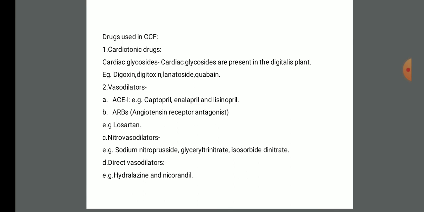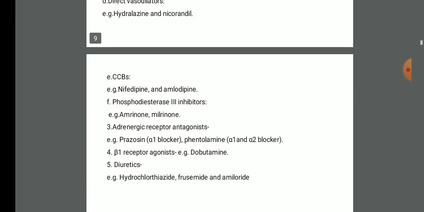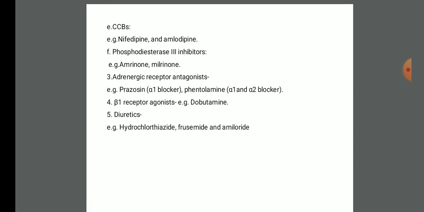Next class is direct vasodilators. Examples are hydralazine and nicorandil. Next class is calcium channel blockers. Examples are nifedipine and amlodipine. Next class is phosphodiesterase three inhibitors. Examples are amrinone and milrinone.